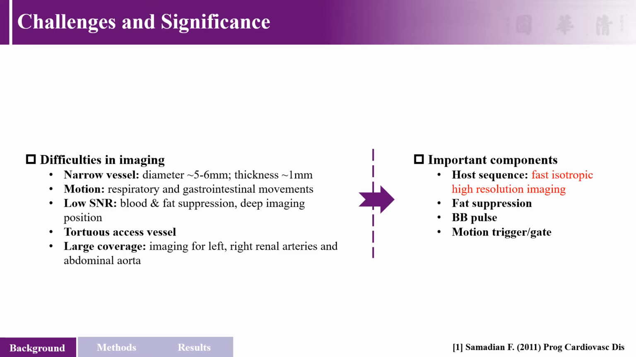The difficulties in renal arterial wall imaging are as follows. Firstly, renal arteries are narrow, with a diameter of only about 5 to 6 mm and a wall thickness of only about 1 mm. And they are deep in the abdomen, which will be influenced by respiratory and gastrointestinal movements. And the SNR could be low because of the deep imaging position and suppression of blood and fat. Besides, in consideration of the tortuosity and systematic multiple diseases mentioned above, we need fast, isotropic high-resolution imaging with blood and fat signal suppressed and motion trigger to eliminate the motion artifact.